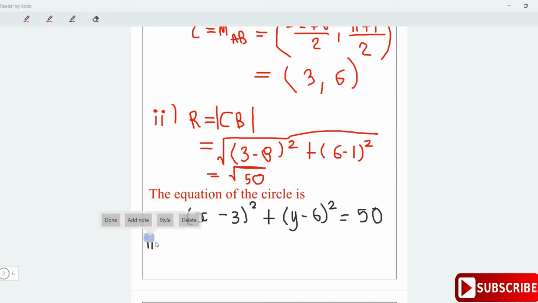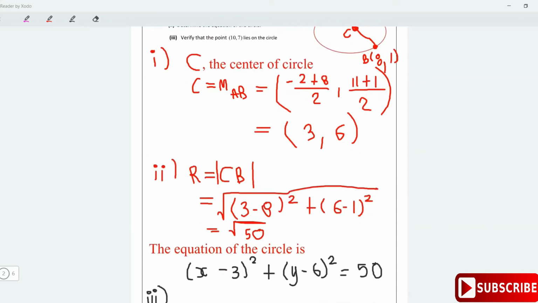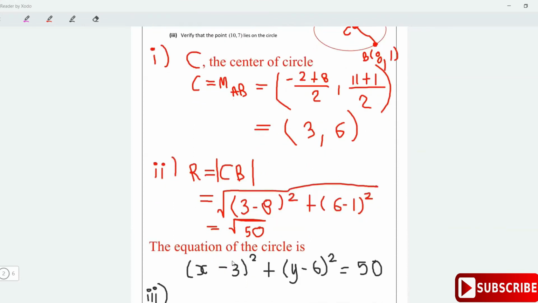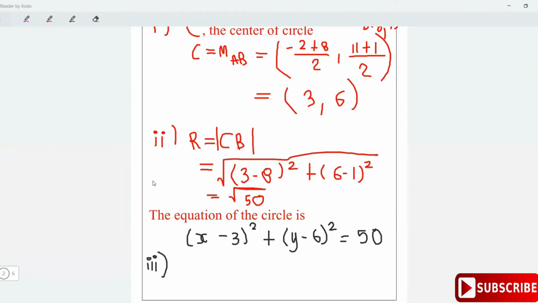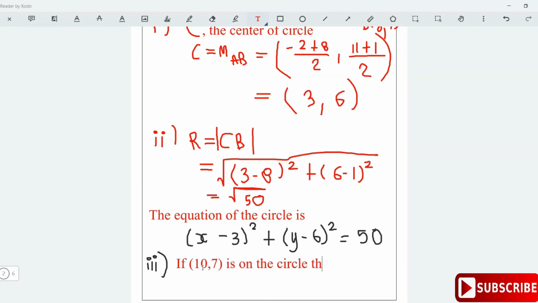Part 3 says to verify that the point (10, 7) lies on the circle. To show that (10, 7) lies on the circle, then (10, 7) will satisfy the equation of the circle. So that's all we need to show there. If (10, 7) is on the circle, then it will satisfy the equation of the circle. So let's show that.